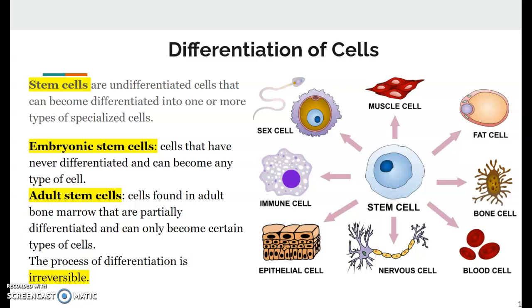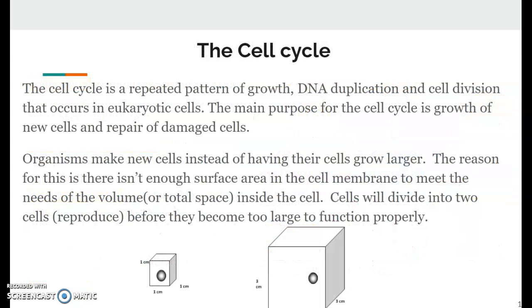Once a cell is differentiated, that's it. Okay, once you've decided to be a muscle cell, you are a muscle cell for life. The cell cycle. The cell cycle is a repeated pattern of growth, DNA duplication, and cell division, right, that occurs in eukaryotic cells. So, three parts: growth, DNA duplication, and cell division. The main purpose of the cell cycle is to make new cells or to repair cells that have been damaged.